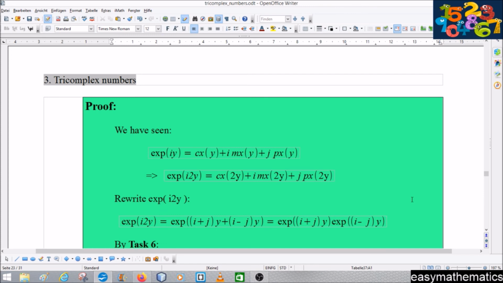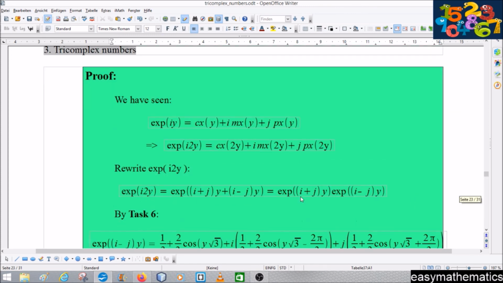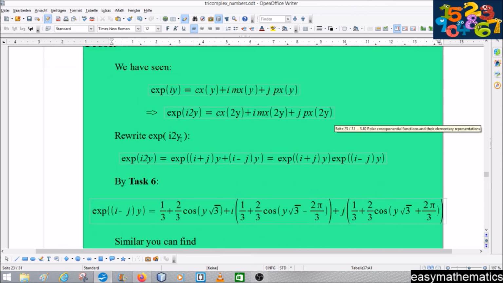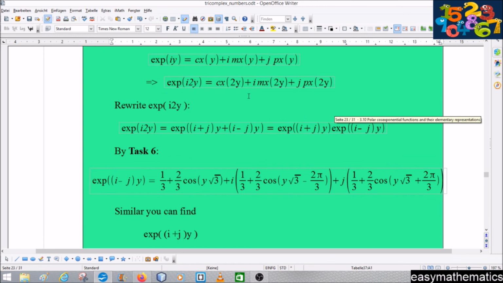I give a proof of this also in a sketchy way. So we have seen exponent of i times y is cx plus imx plus jpx. If we plug in 2y, we get cx 2y plus imx 2y plus jpx 2y, and we can rewrite the exponent of i times 2y in the following form. We can write i times 2y via i plus j times y plus i minus j times y, and then separate with the exponent rules: exponent of i plus j times y times exponent of i minus j times y.